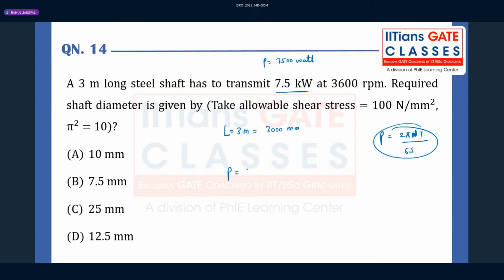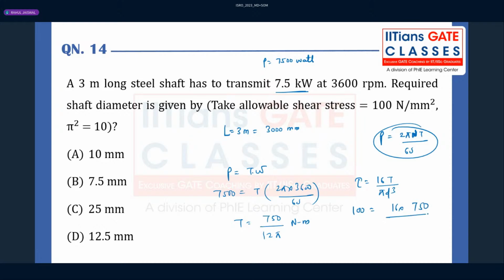So first of all, power is equal to torque into omega. Power is 7500. Torque we have to calculate, 2 pi N by 60. So from here you calculate torque, that is 750 divided by 12 pi Newton meter. You also know tau is 16T divided by pi d cube. Tau is 100, T is 750 divided by pi, that is in Newton meter, you convert into Newton mm, into pi into d cube. You know everything, right?